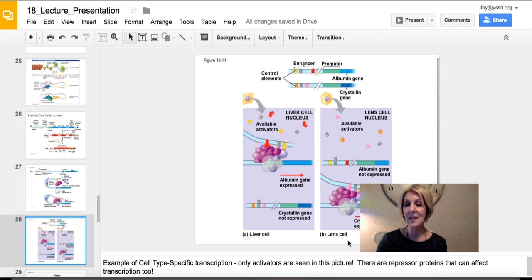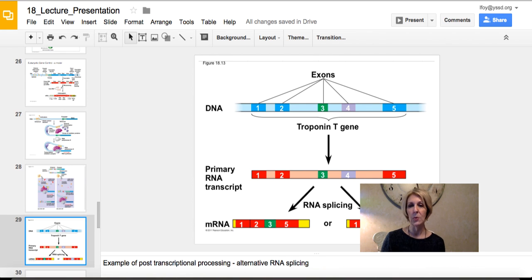Similarly, in the lens cell, we have different activators that are present. Those do not bind to the enhancers in the lens cell for albumin, but they do for the enhancers upstream from the crystallin gene. So this is an example of how different cell types have different types of transcription and then translation to make cells differentiate, to make different proteins.